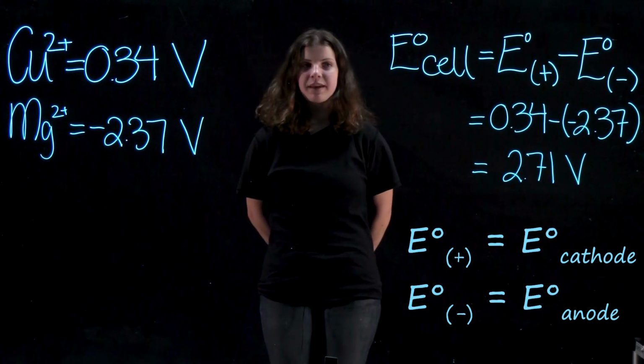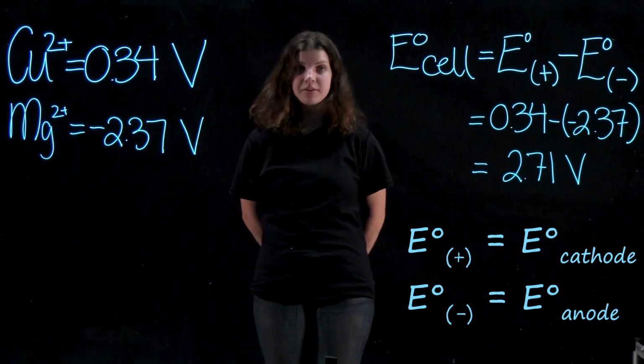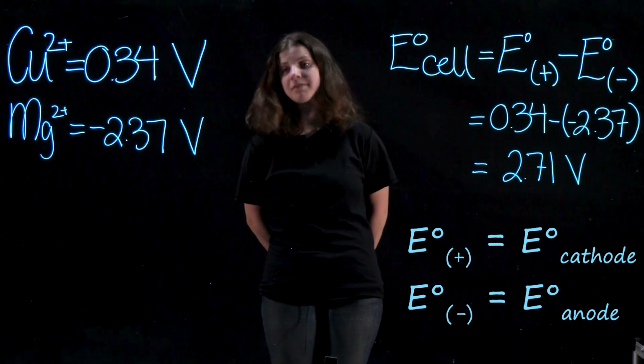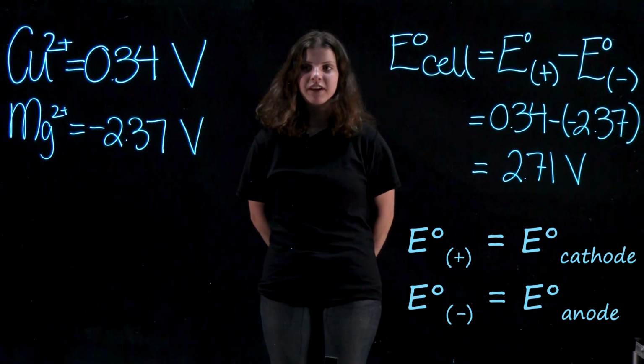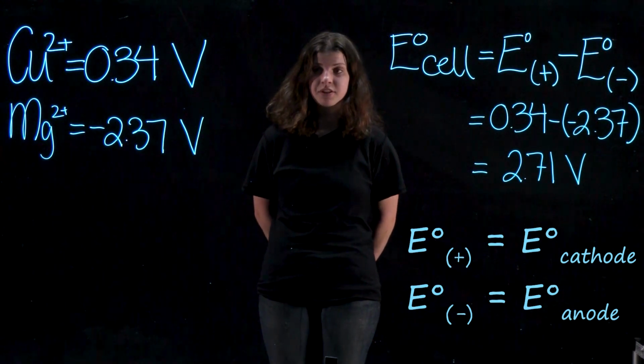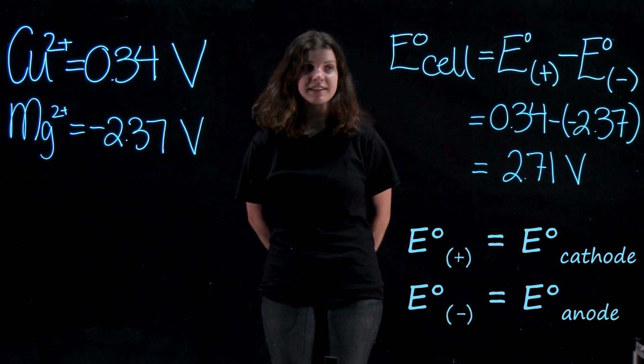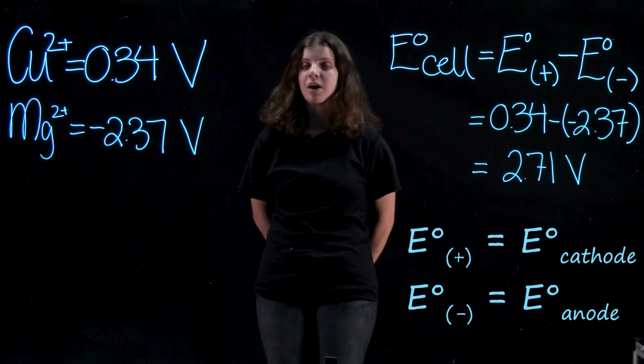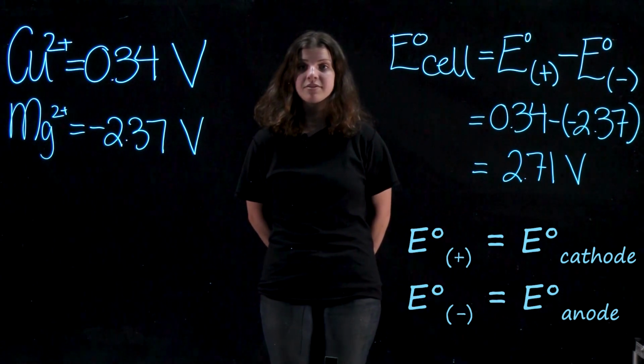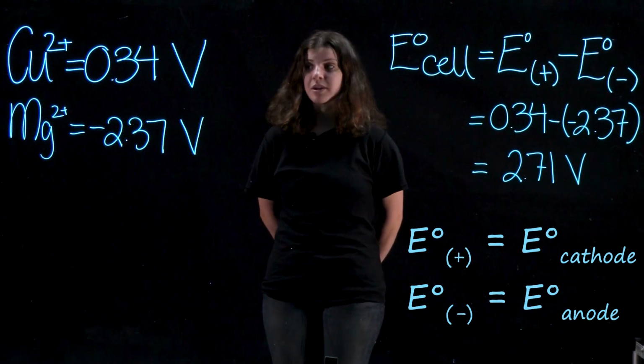Alright, so the first post-lab question asks you to use the standard potentials from your textbook or from the experiment background to calculate theoretical cell potentials for those 3 cells that you constructed in lab. So I'm going to give you an example, and we're going to be using the copper-magnesium cell using the potentials from the experiment's background.